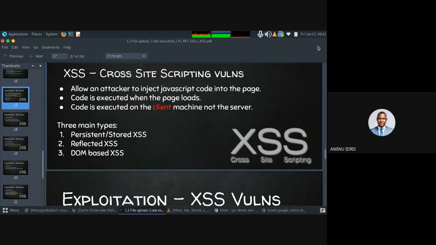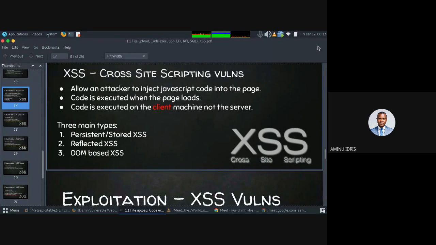For the first one, persistent or stored XSS, it is normally stored within the HTML content of that particular website. For the reflected one, it is embedded into a link, so that once you click, it just reflects, and once it reflects, that gives an attacker access to the machine. The most dangerous one, which I care about the most, is the third one, the DOM-based XSS, because this one goes directly to the database. It also happens as a result of mistakes by developers in developing a web application.